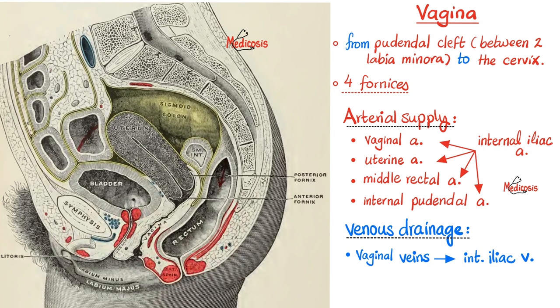What is the venous drainage of the vagina? We have vaginal veins which drain into the internal iliac vein, which is the main vein of the pelvis. The lymphatic drainage of the vagina is beautiful because we can divide the lymphatic drainage into upper part of the vagina, that of the middle part of the vagina, and the lymphatic drainage for the lower part of the vagina.